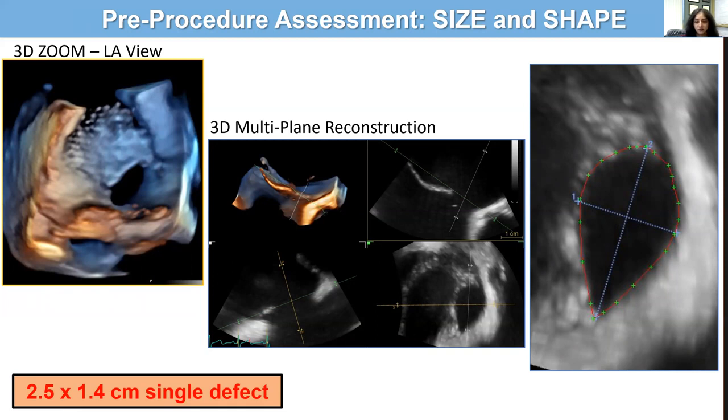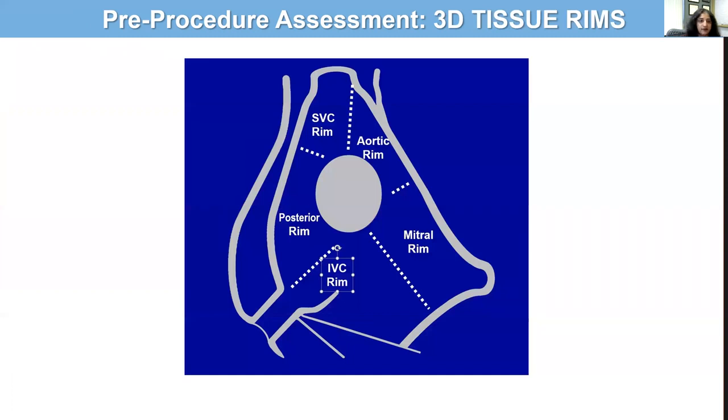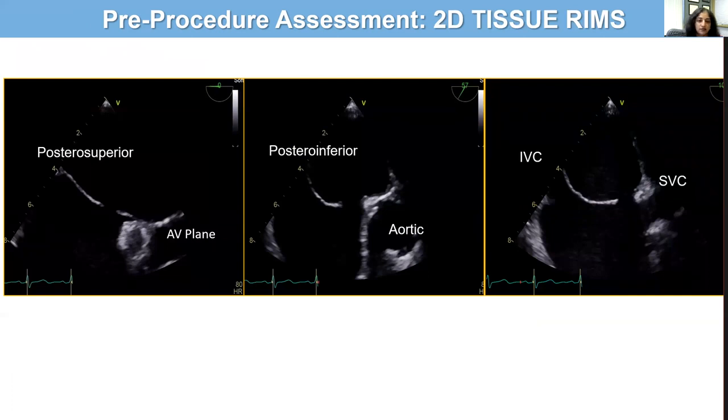Our next step is to look at whether a percutaneous device will have enough tissue rim to anchor the device. And we can do this by 3D. This is a diagram from the atrial side showing the different rims that we needed to interrogate. We can also do this by 2D. And so this is very similar to the MitraClip in the different quadrants of the septum. You have the SVC rim here, the IVC rim here, aortic rim, which is the smallest rim, but all other rims look very, very acceptable for percutaneous closure.